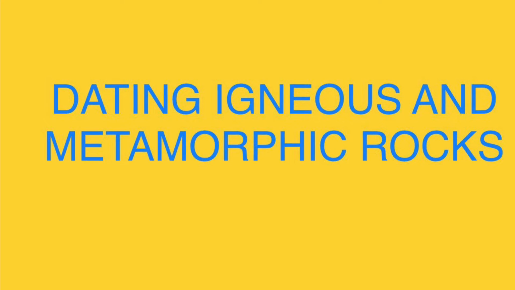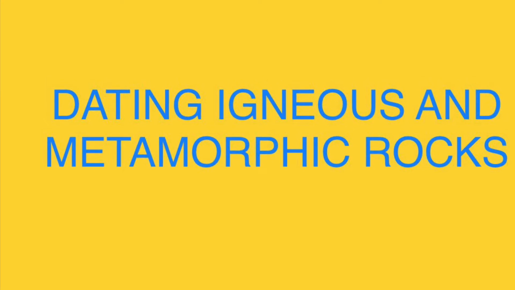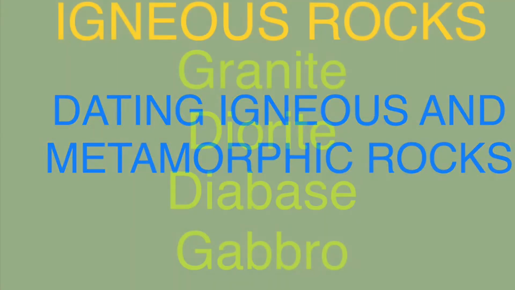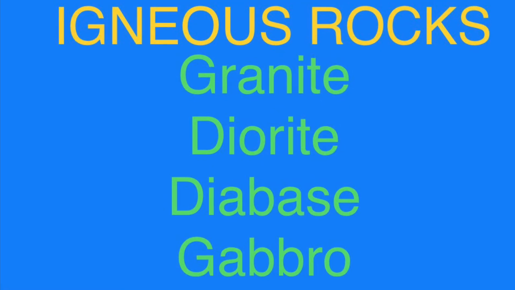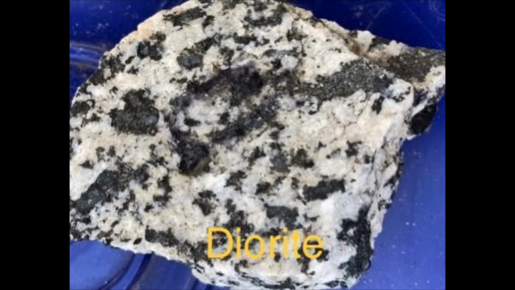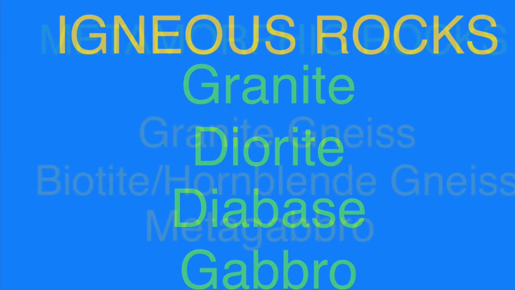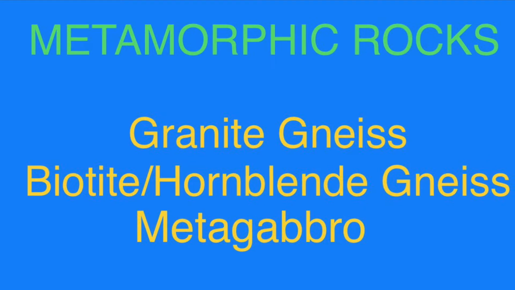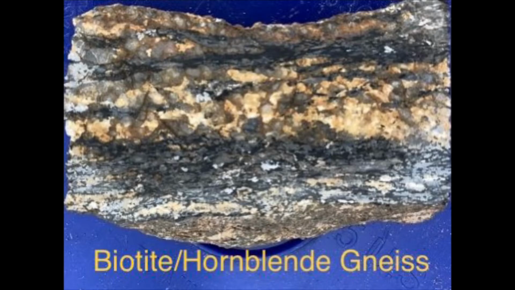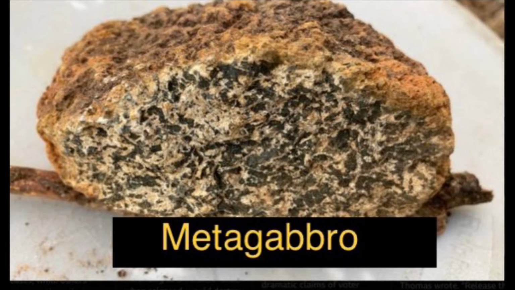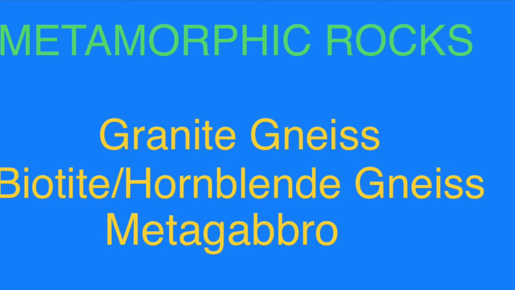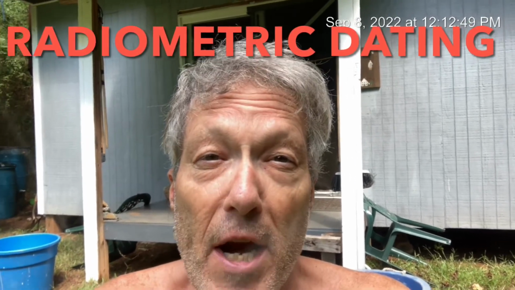Now let's talk about how geologists date igneous and metamorphic rocks. Examples of igneous rocks are granite, diorite, diabase, and gabbro. Examples of metamorphic rocks are granite gneiss, biotite hornblende gneiss, and metagabbro. These igneous and metamorphic rocks we've just looked at can all be dated using radioactive dating techniques, also called radiometric dating. Let's find out what that's all about.